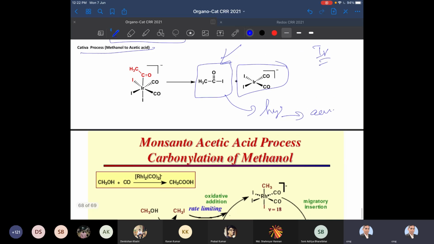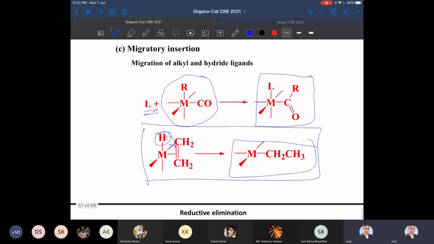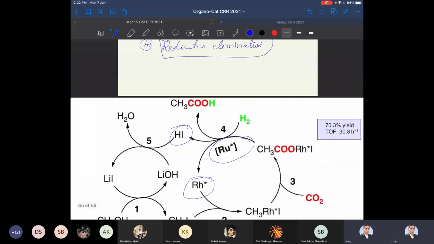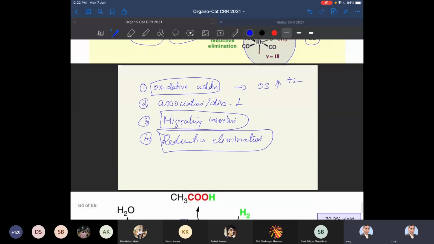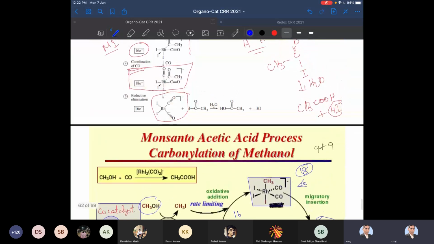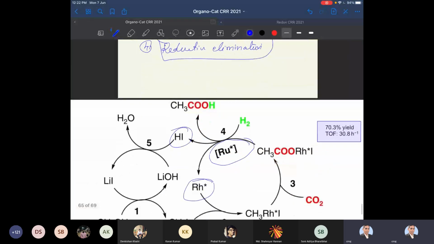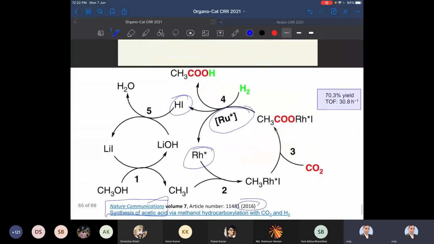Okay, so that's all. I will post these slides this evening. You can quickly go through them. If possible, I will add some examples. You can work out calculating the number of electrons and other things. Okay, right. Anybody has any doubts?